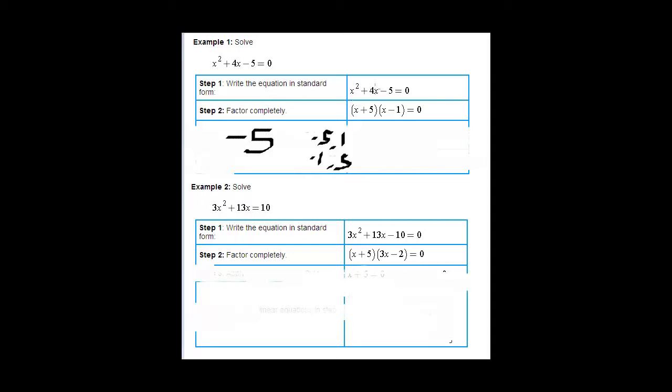But then you realize there's a 4x right here. So now you gotta make sure these add up to positive 4x. What adds up to positive 4? Negative 5 plus 1, and negative 1 plus 5. Ding, ding, ding. As you can see, the answer is positive 5 and negative 1. So x plus 5 times x minus 1 equals 0. Okay, now we're going to go over to this one down here.